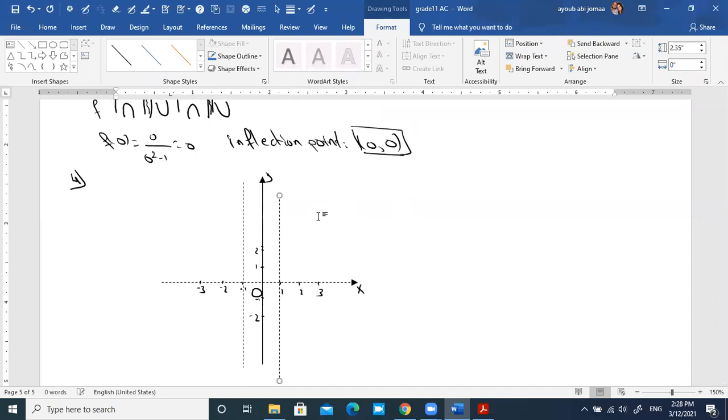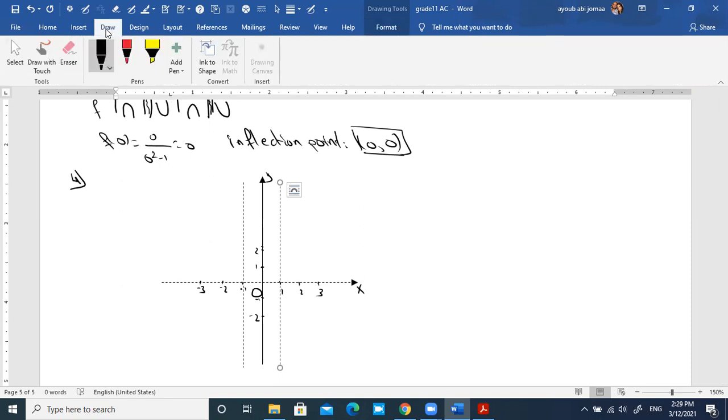And X equals 1 is also a vertical asymptote. And this is the vertical asymptote X equals negative 1. This is X equals negative 1 and this is X equals 1. This is the y-axis. Then here we have a vertical asymptote, and here we have a vertical asymptote. Good. Particular points: we have the inflection point, there are no others. Now you sketch the graph of the function.